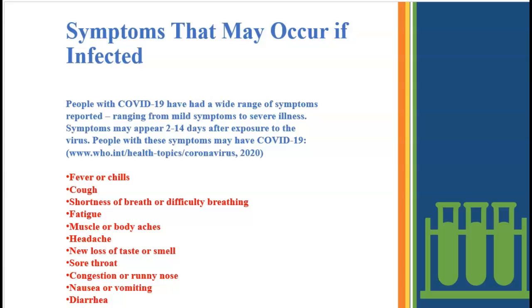Fever or chills, cough, shortness of breath or difficulty breathing, fatigue, muscle or body aches, headache, loss of appetite, loss of taste or smell, sore throat, congestion or runny nose, nausea or vomiting, and diarrhea. If any of these symptoms are present, it is highly recommended to seek professional medical help.